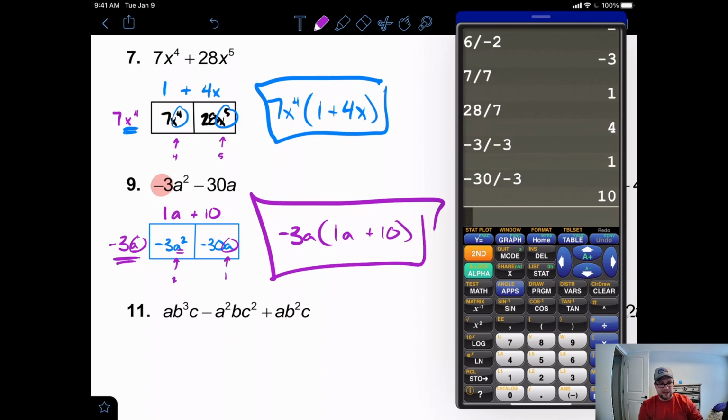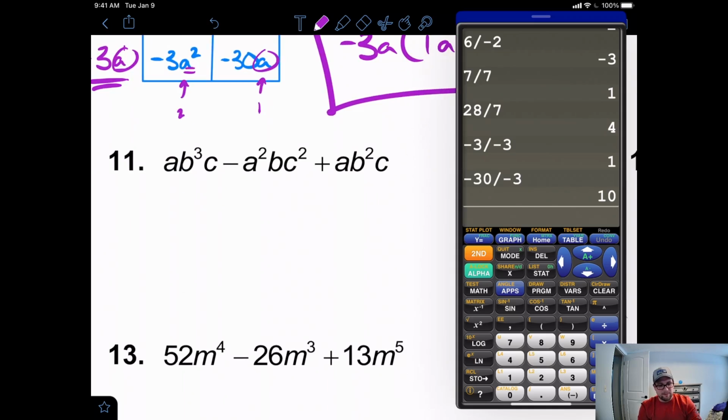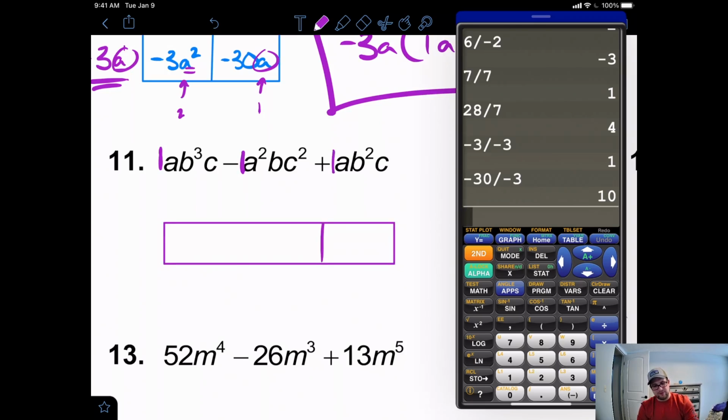Let's look at problem number 11. Problem number 11 is a little weird because there are no numbers in it. So let's put a 1 in front of each of these because we're allowed to do that in math. Now this one has 3 terms, so when we make our box, we're going to need 3 compartments. We'll have our 1, a, b to the third, c in the first box, and then we'll have minus 1, a to the second, b, c to the second, and then we'll get our last box, which will just be plus 1, a, b to the second, c.